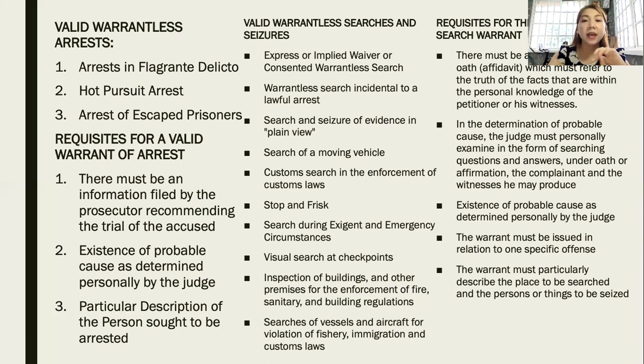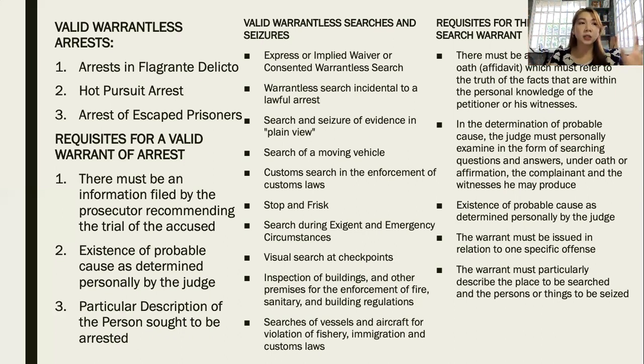So the discovery of the evidence in plain view is inadvertent and not deliberate. Like I said, hindi niya pwedeng hanapin. Kailangan talaga kita lang siya through the sight. It is immediately apparent to the officer that the item he observes may be evidence of a crime, contraband, or otherwise subject to seizure. So, kumare, may lawful arrest tapos yung may murderer silang i-arrest.